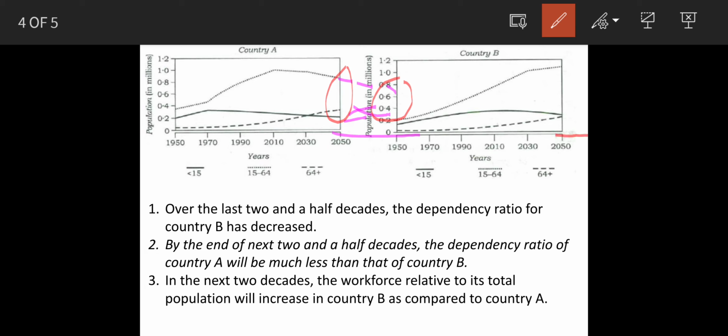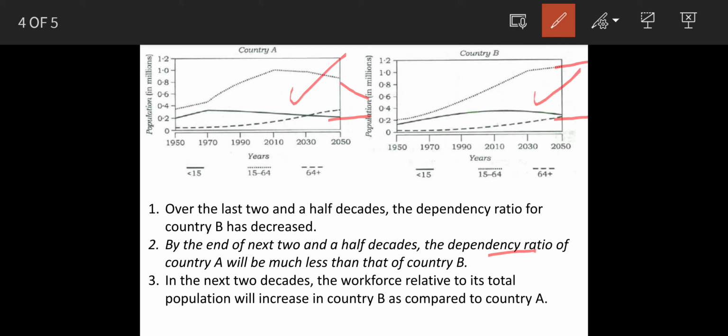And if you extend this line up to here for the next 2.5 decades, here the gap is increasing and here the gap is decreasing. So this statement is actually not correct, because here the working force is decreasing and here the working force is increasing. Dependents are almost constant. So here the dependency ratio will be much more than what is there in country B.